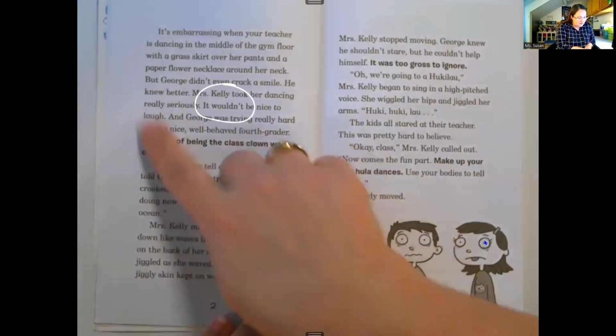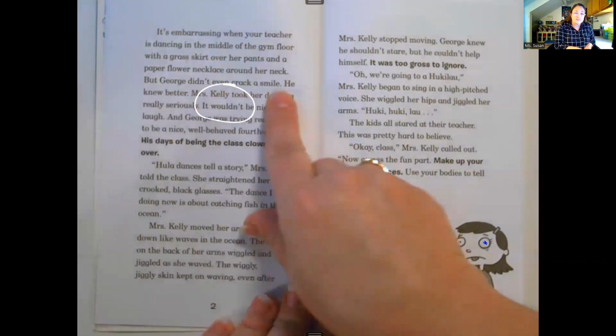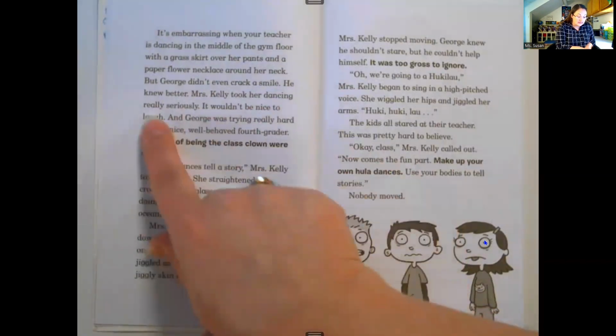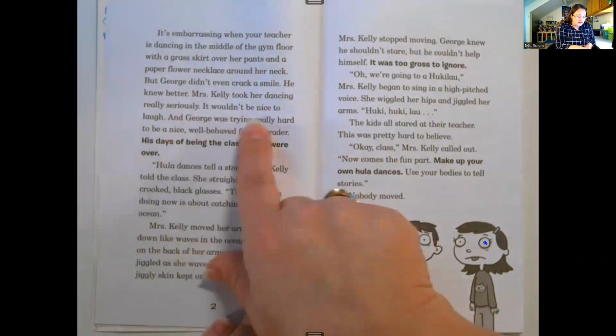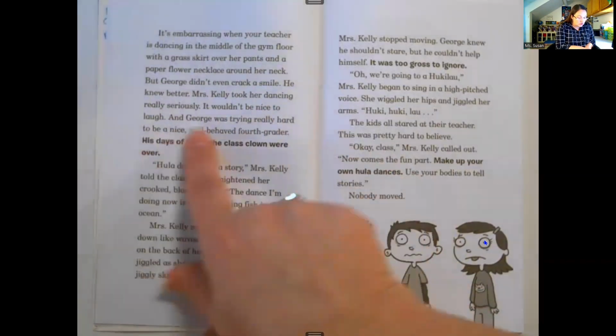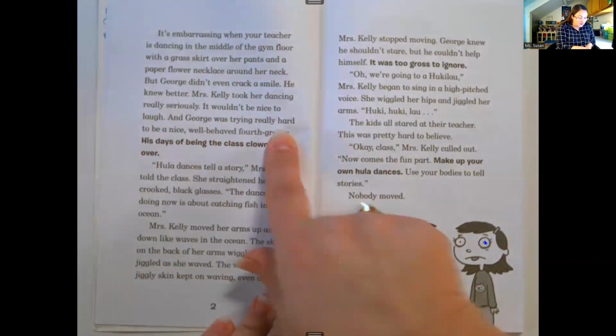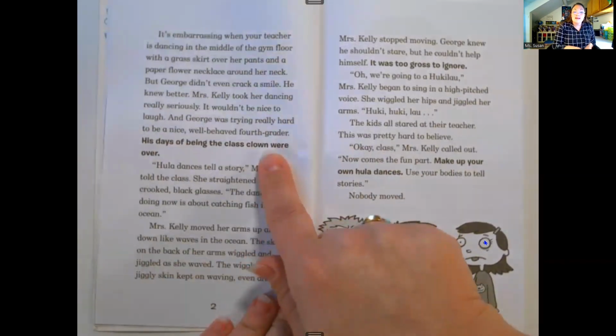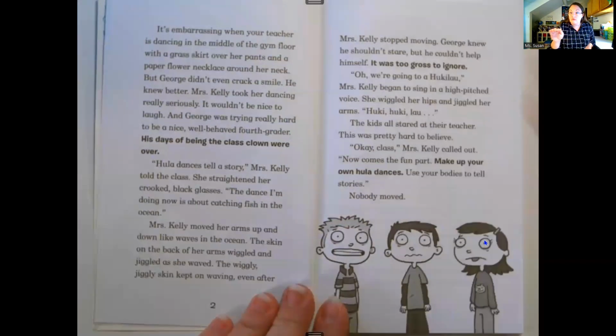But George didn't even crack a smile. He knew better. Mrs. Kelly took her dancing really seriously. It wouldn't be nice to laugh. And George was really trying really hard to be a nice, well-behaved fourth grader. His days of being the class clown were over.